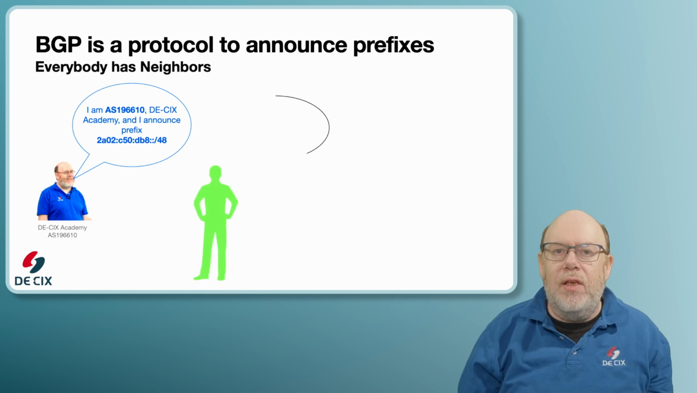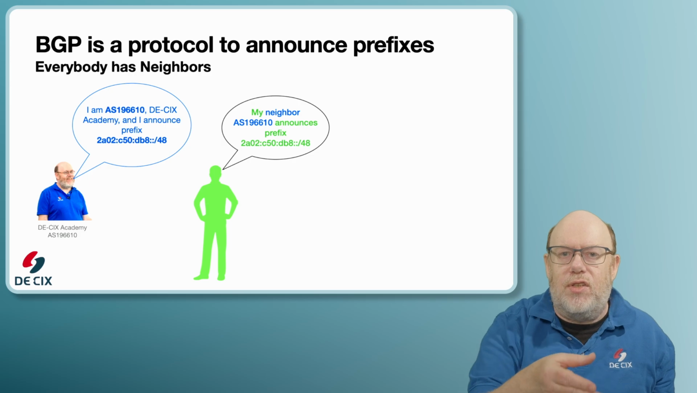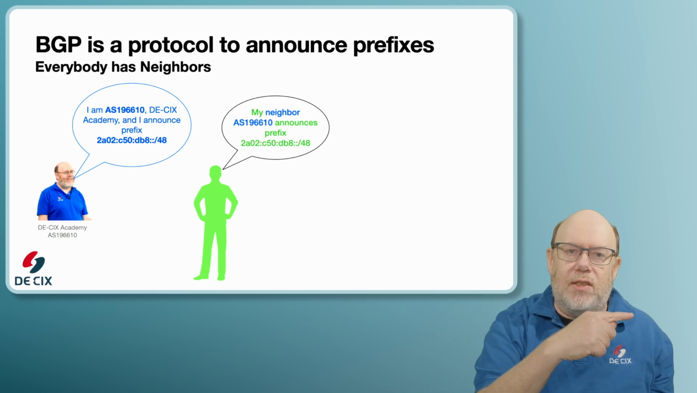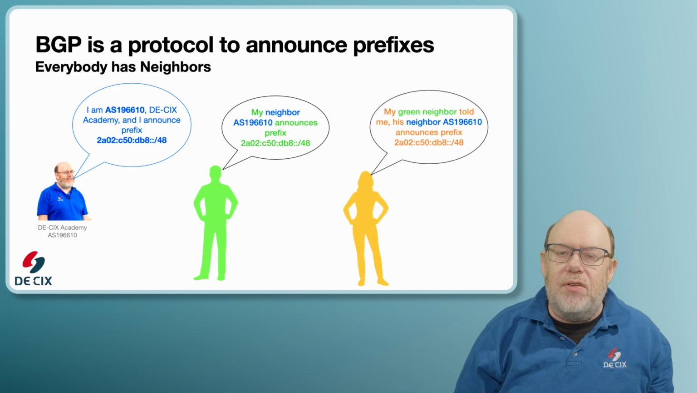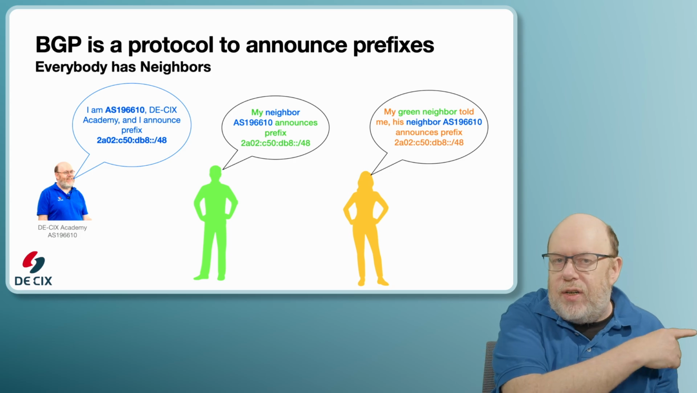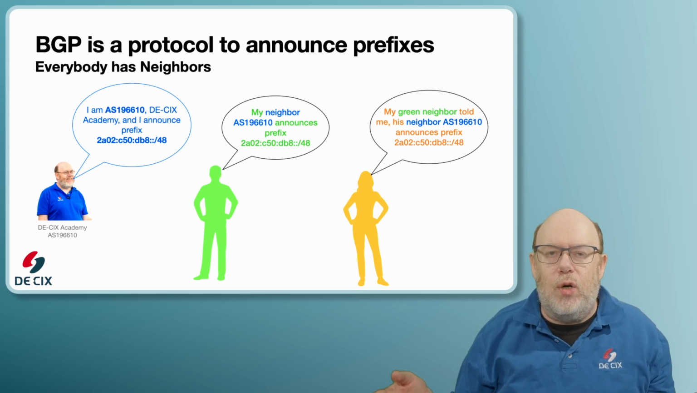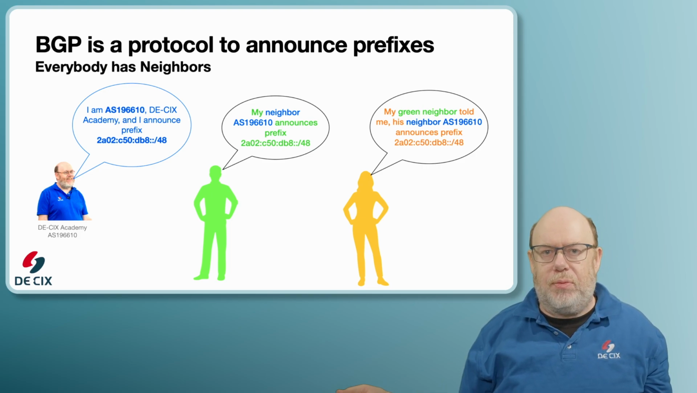Here we have a neighbor, and he says, oh yes, my blue neighbor, AS196610, announces this prefix. This prefix is located at my neighbor. And he re-announces that to his neighbor. So his neighbor here in orange says, oh, my green neighbor told me that this network prefix he's announcing is located actually at the blue network over there, the DE-CIX Academy. And this is how BGP works. BGP announces prefixes to neighboring networks.